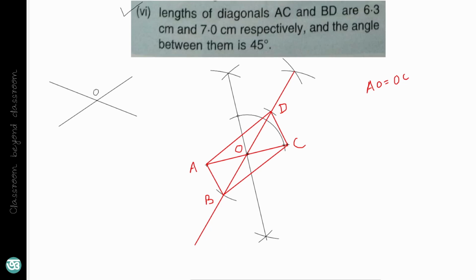You see, this angle is 45 degree. Angle between the two diagonals is 45 degree. This is also 45 degree, and the other angle is 180 minus 45 degree.